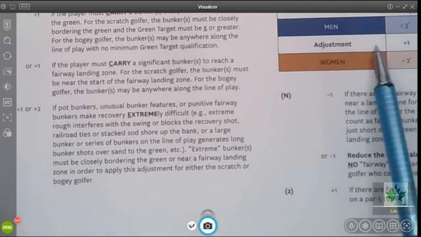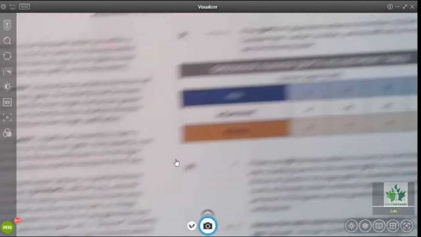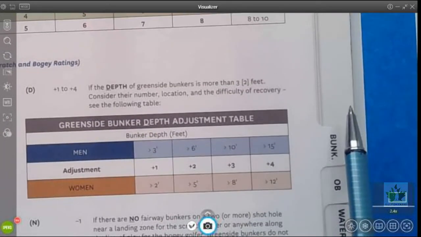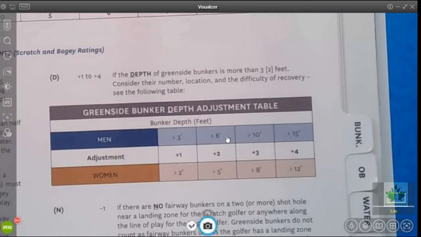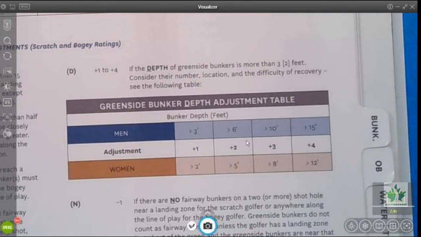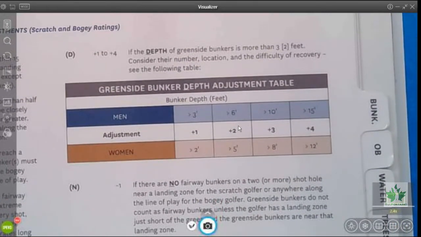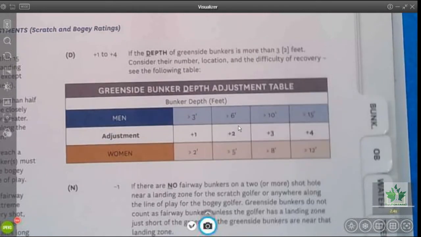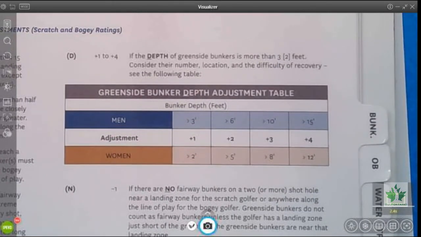The depth adjustment is the significant one here, but it's hard to evaluate really, because they don't give you a lot of guidance as to how to evaluate. They suggest some things, but the table talks about bunkers. The vanilliness of the table is that it assumes that all the bunkers are less than 3 feet for men, less than 2 feet for women. Consider their number, location, difficulty. There's that phrase again, difficulty of recovery, but they don't tell you how to consider it.